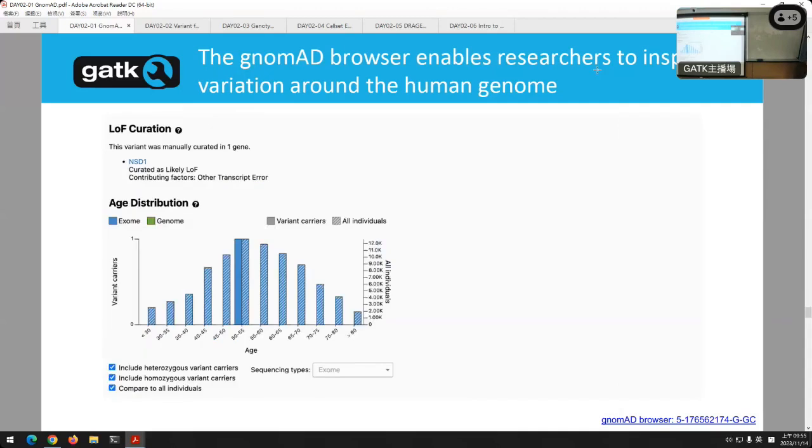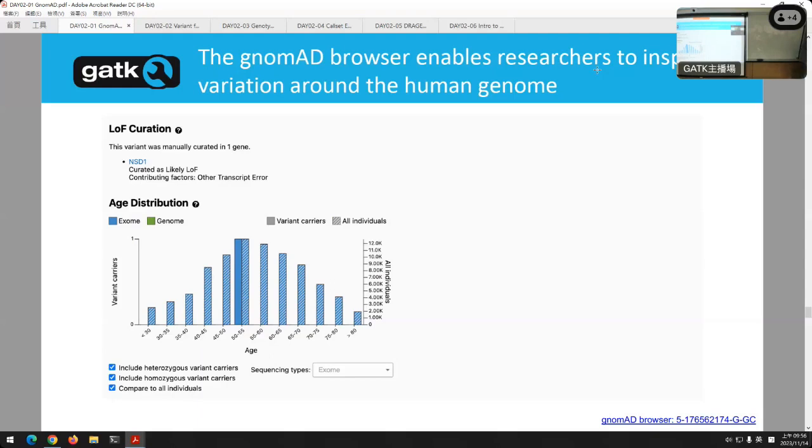Next, we can see some statistics about the carriers of this variant versus all of the other individuals in gnomAD. So you can start to look at, are there any differences between carriers and non-carriers that might be something interesting or that might indicate some sort of bias in the data? We want to kind of expose those statistics to users so that you can assess the variant quality yourself.